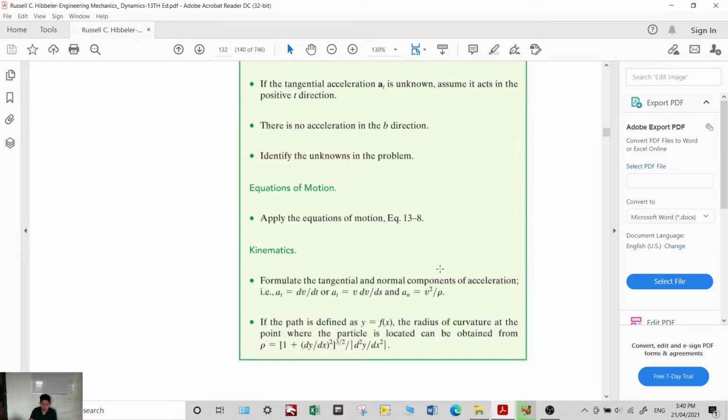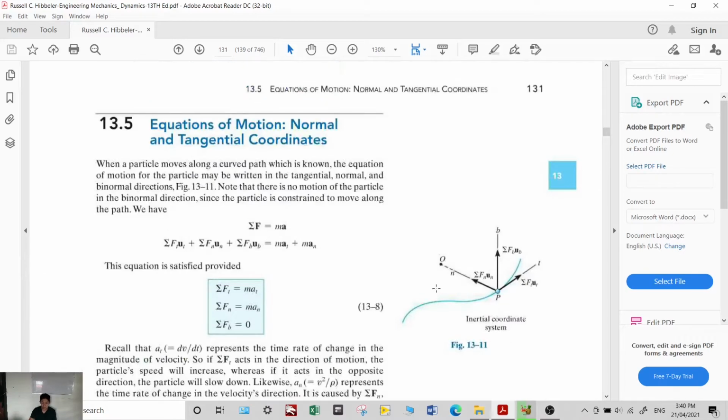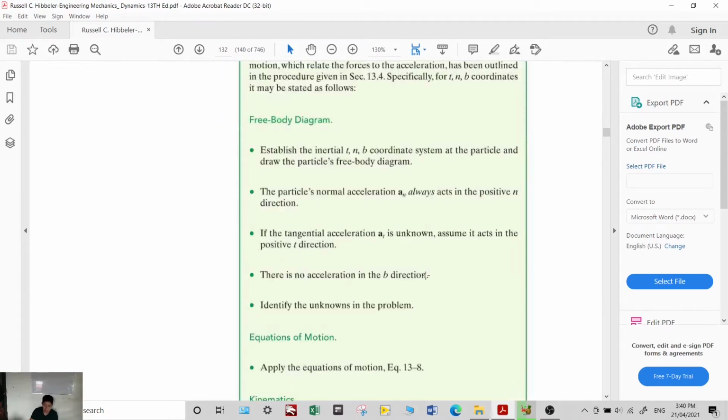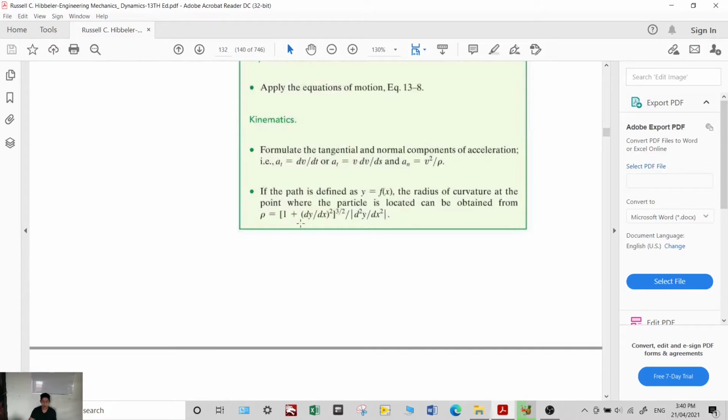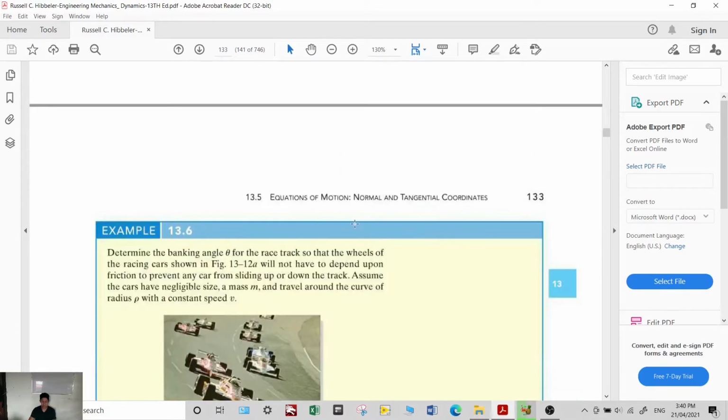How if the path equation is not given? You can use this equation to get the radius of curvature, provided that you have the equation y equals f of x. Okay, so let's have an example.